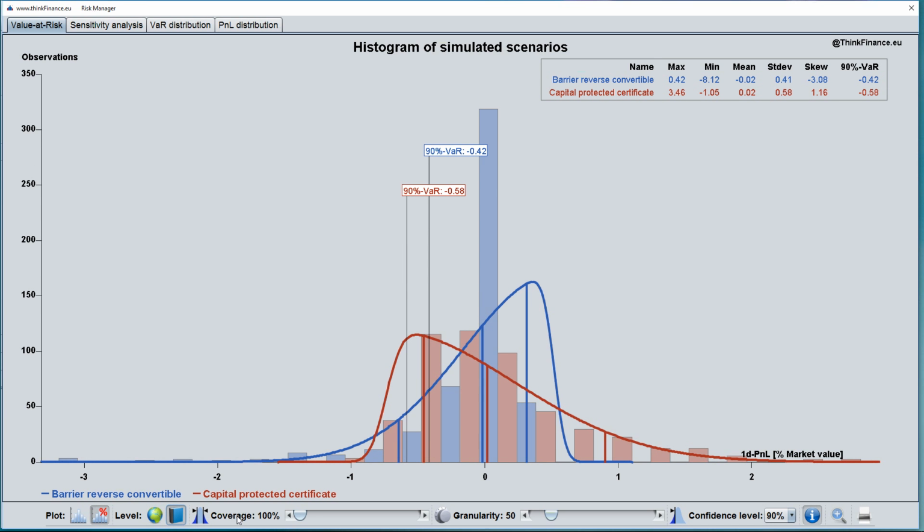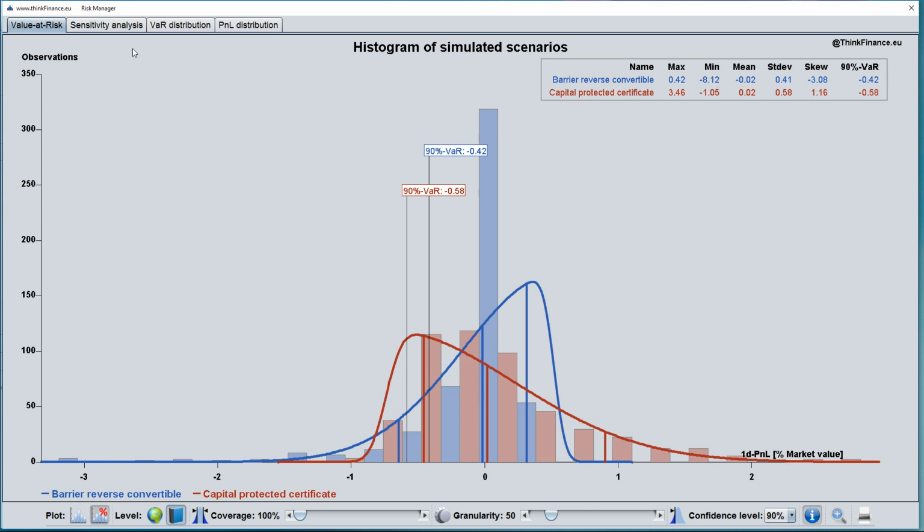And here you see the profit and loss distribution of the capital protected certificate in red versus the profit and loss distribution of the barrier reverse convertible in blue. And you see these two products are quite different.